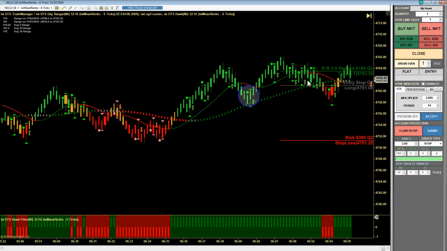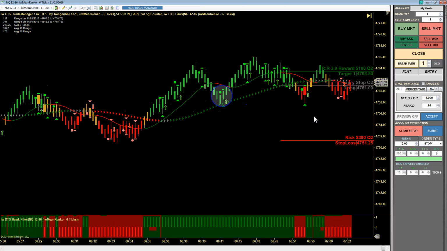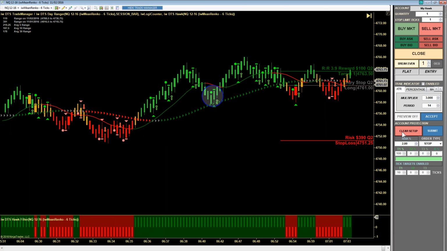Or if you already rolled your stops to break even, okay, you're stopped out of your trade. Meanwhile, I've had 2 profitable trades already. So I'm already up $200 and you're still looking to have a winning trade. That's how you make money trading.